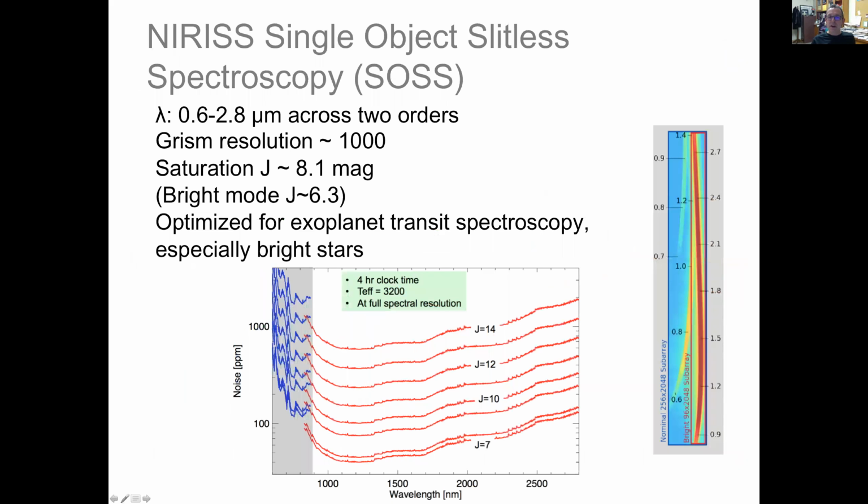There's something very special about this mode: you see the trace is very wide, and that's deliberate. There's a very weak lens on the grism that defocuses the light along the spatial direction, but not along the spectral direction. That allows you to observe relatively bright objects. So our saturation limit is around 6-8, depending on the mode. And as I mentioned, this is specifically optimized for exoplanet transit spectroscopy.